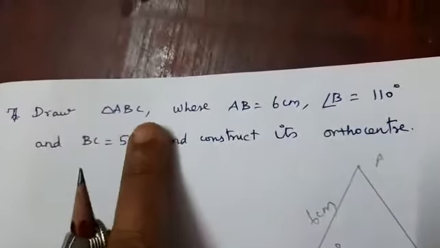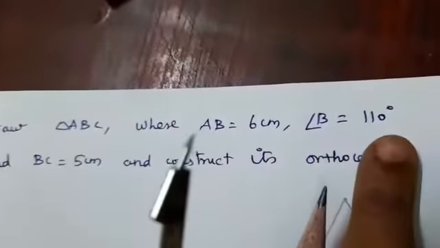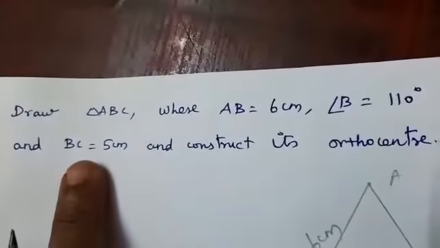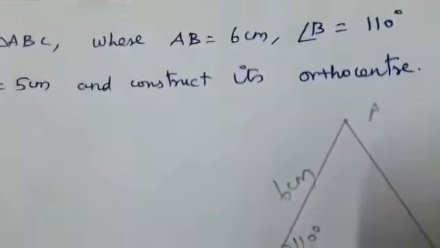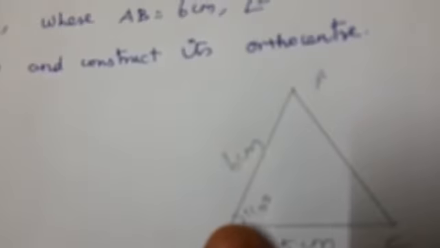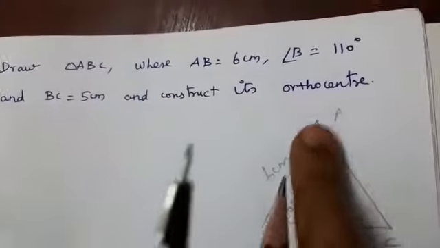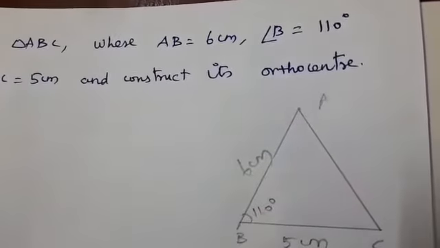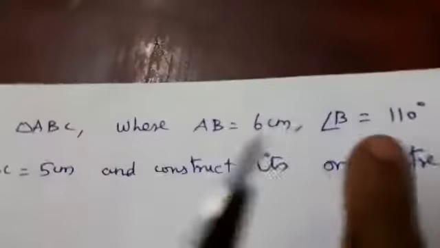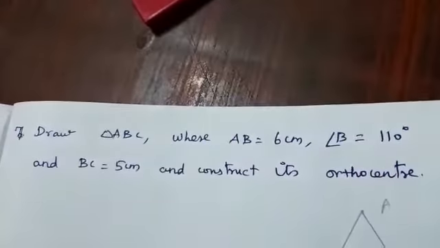Next, draw triangle ABC where AB is equal to 6 centimeter, angle B is equal to 110 degree and BC is equal to 5 centimeter and construct its orthocenter. So we draw a rough diagram. Rough diagram is no problem, whether it is acute or obtuse, no problem. It is only a rough diagram, just to mark the measurements: 110 degree, 6 centimeter, 5 centimeter. Okay. So this is a 110 degree obtuse angle. So for an obtuse angle, the orthocenter should lie outside the triangle.